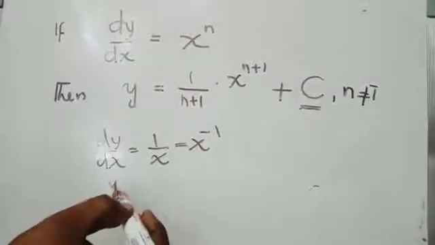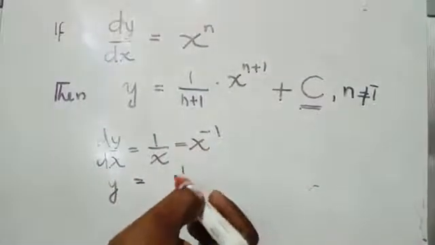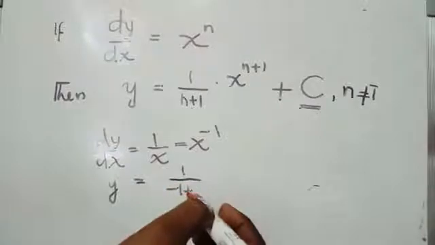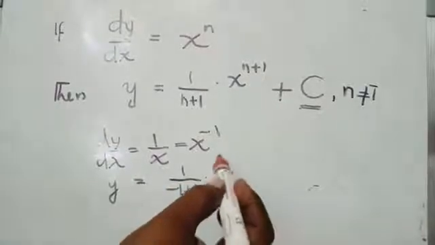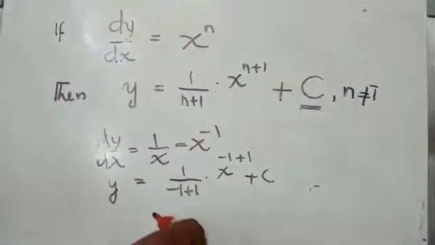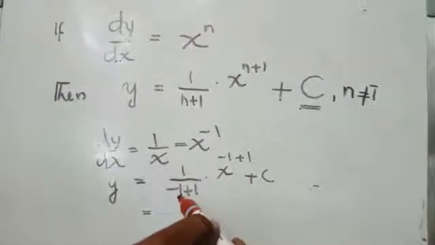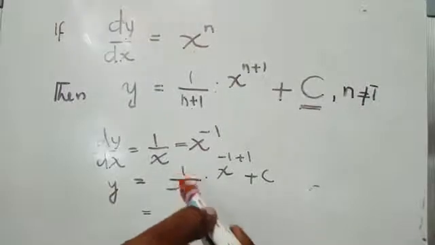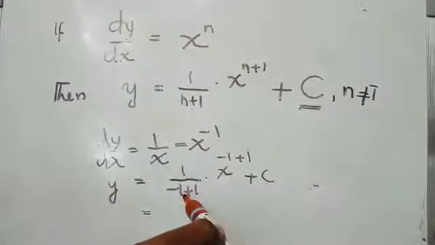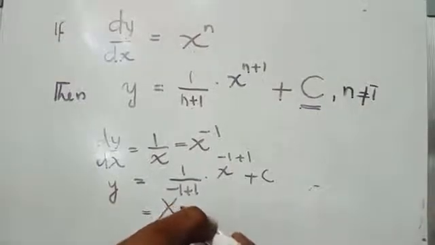So to find it, we need to integrate it. As per the integration, we get 1 by minus 1 plus 1 into x raised to minus 1 plus 1, plus c. That's equal to 1 by minus 1 plus 1, which is 0. What is 1 by 0? It is not defined. So our answer becomes not defined.